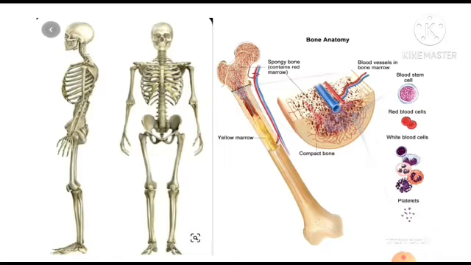Also, red blood cells are produced inside the bones. Inside the bones, the bone marrow is present. That is a spongy-like substance that produces red blood cells.